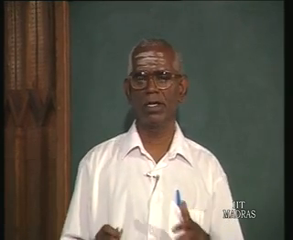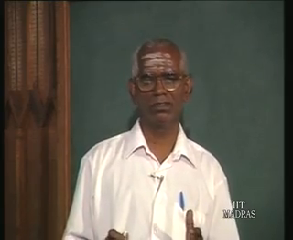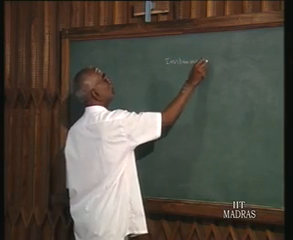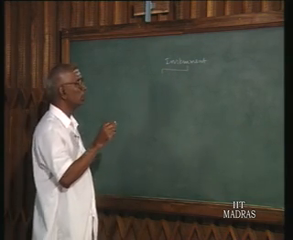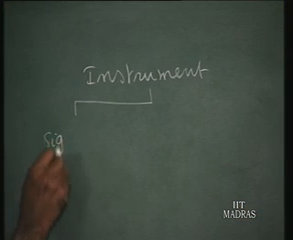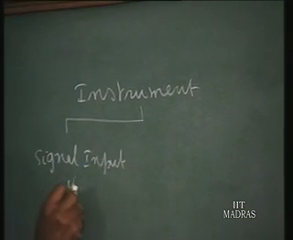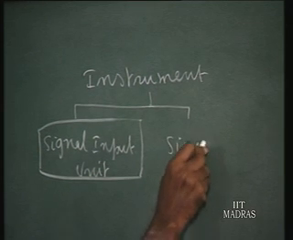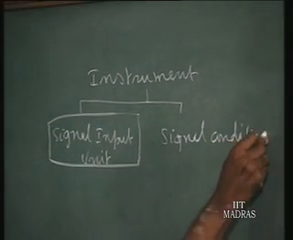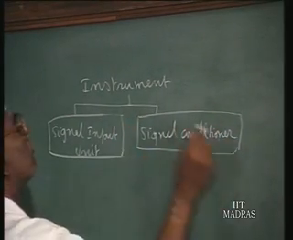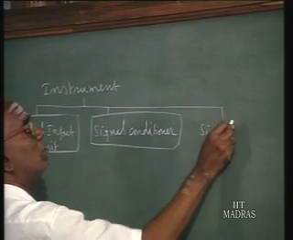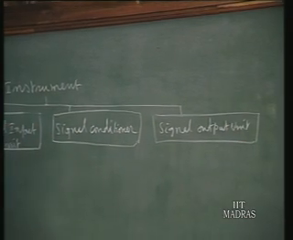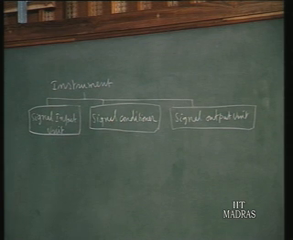Now we are going to see how an instrument is roughly divided into three groups. That is, the whole instrument is divided into three rough groups. What you have seen earlier is a very fine division, but this is a rough division: the signal input unit, signal conditioners, and signal output unit. That is, the whole elements within the instrument are divided into these three groups.